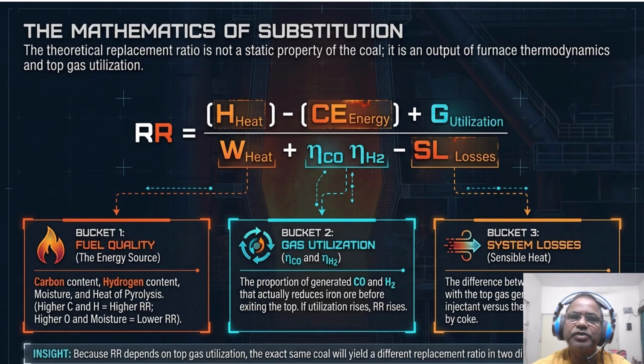Because RR depends on top gas utilization, the exact same coal will yield a different replacement ratio in two different furnaces. So it's not just a static property of the coal, it's an output of your furnace-specific efficiency also. Of all the factors in bucket 1, the most dominant driver is the carbon content of your coal, as we all know also.